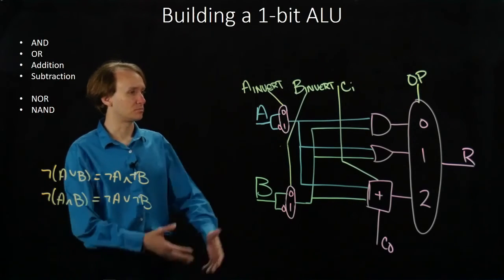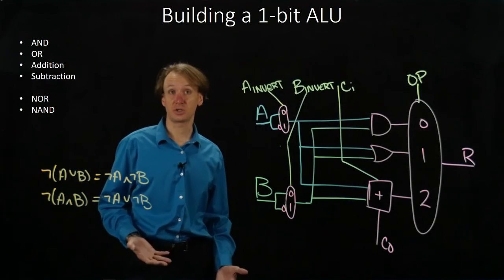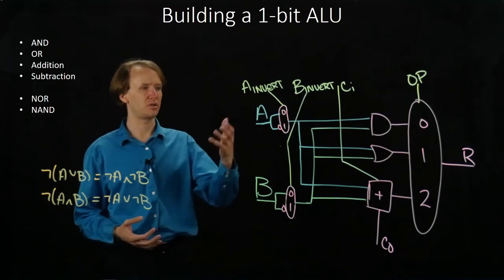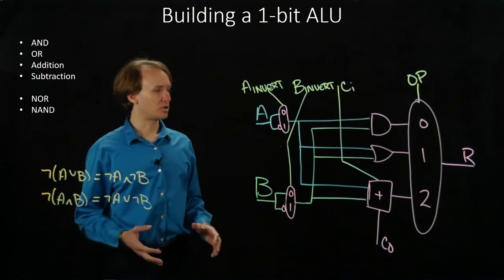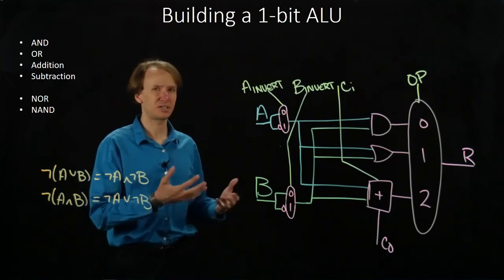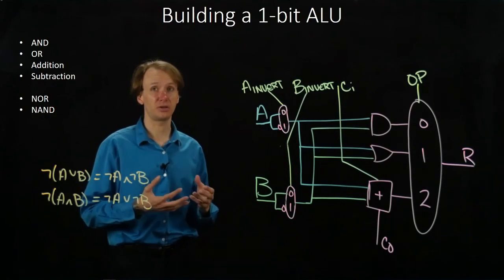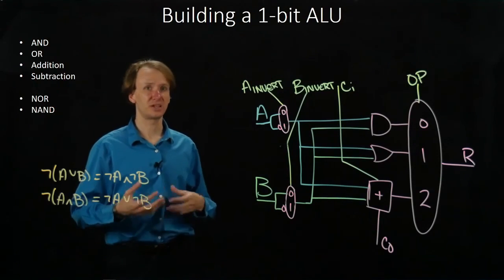So great. This will now allow me to do all 6 of these operations for any 1-bit pair of inputs. So next we're going to look at how we can take this and connect it together to build a 32-bit ALU. It's going to be a similar process to what we've done before, so it shouldn't be too bad.